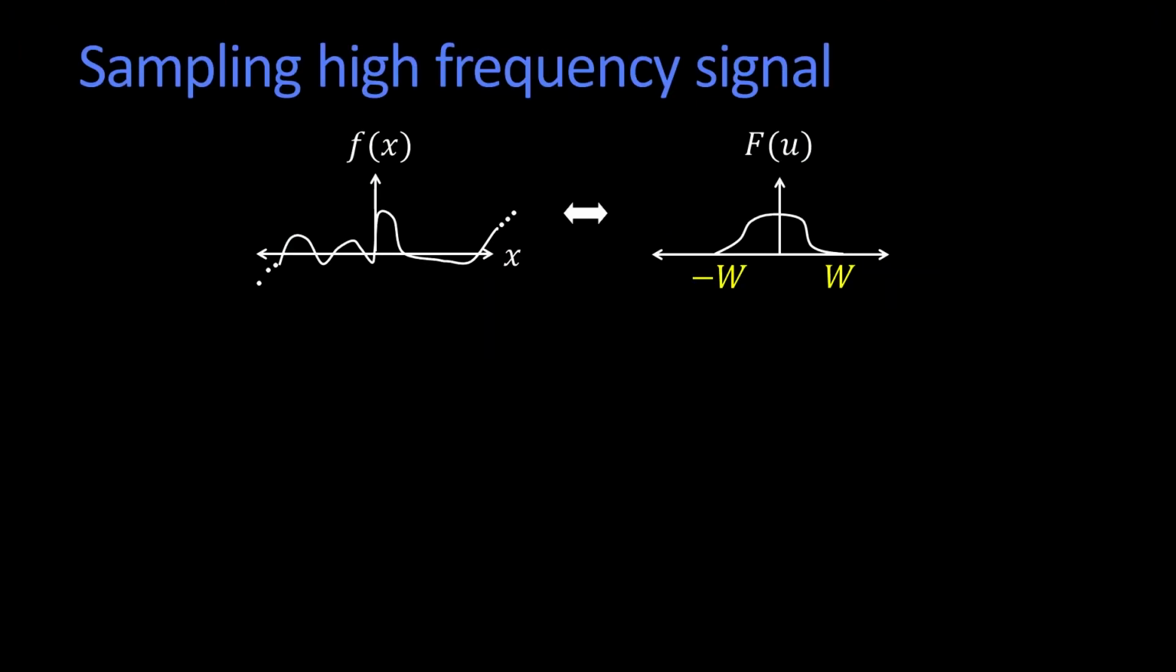So as long as my frequencies are low enough, I'm okay. But what if they're not low enough? What happens? Well, now, let's suppose I have a higher frequency thing. So this is some random function, and it has some high frequency. So here's its f of u, and you see its w goes out a little bit further.